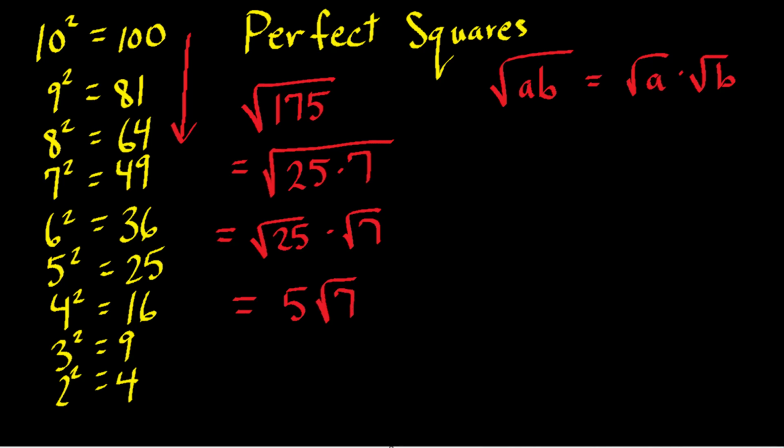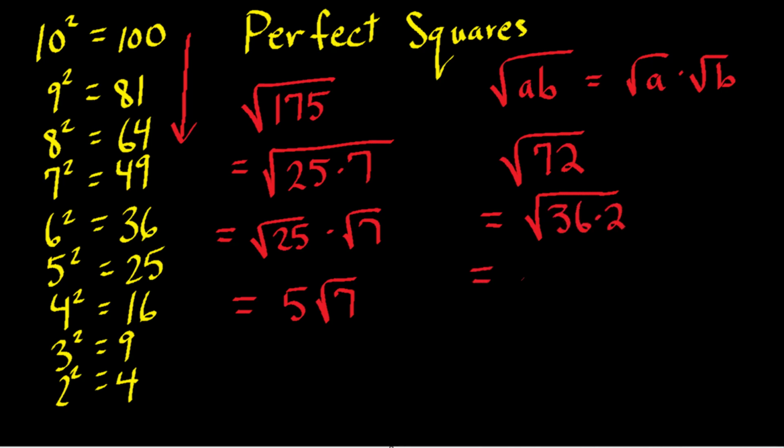Let's try another one. Simplify square root of 72. Feel free to pause the video and work this one out on your own. You might have noticed there are several perfect squares from our list that divide evenly into 72. Square root 36 is the largest one, and it will get us closer to our final answer. So I am going to divide 72 by 36 and break down 72 into 36 times 2.